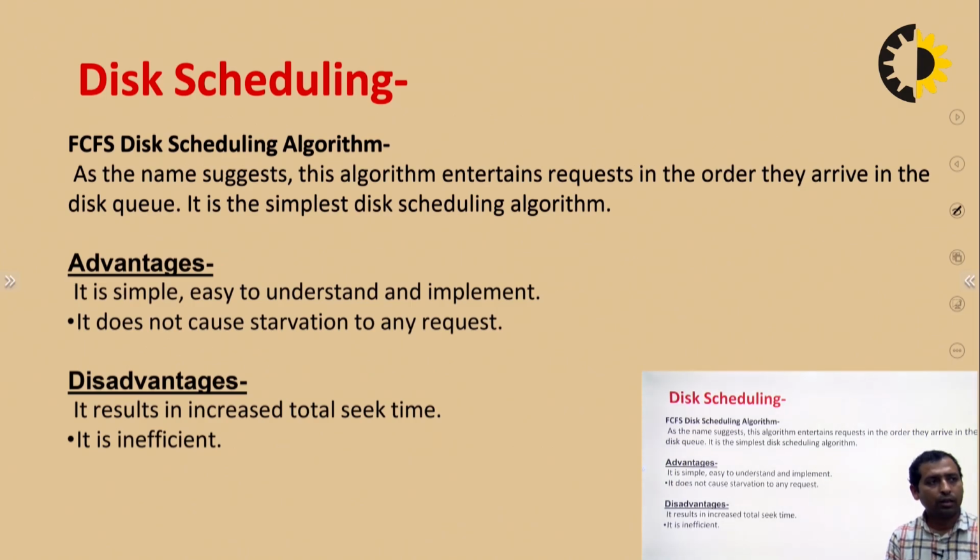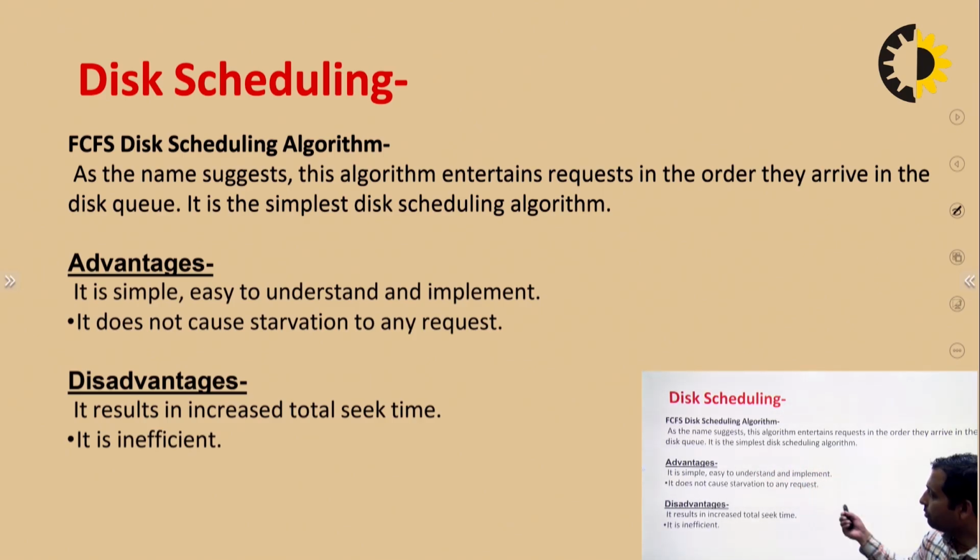Now, we have seen different disk scheduling algorithms. First, we will discuss the FCFS disk scheduling algorithm. As the name suggests, this algorithm entertains requests in the order they arrive. In the order they arrive, they will be served. It is the simplest disk scheduling algorithm.